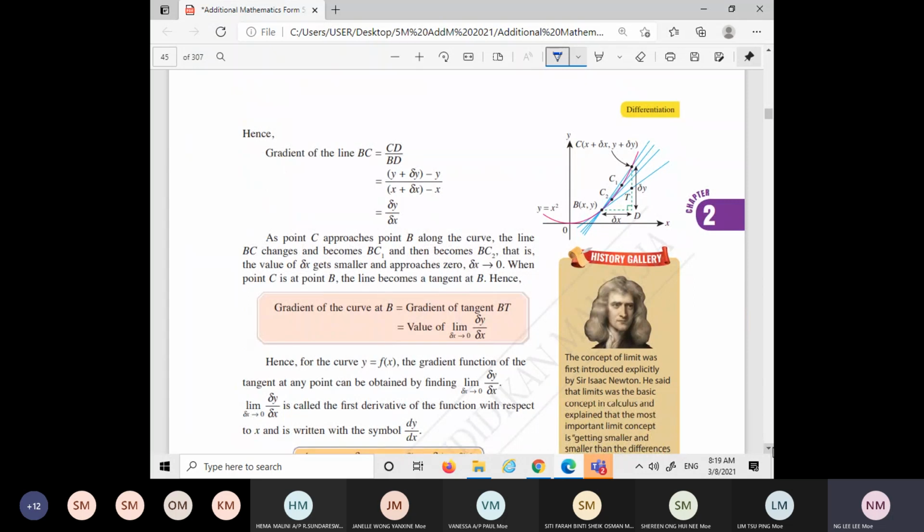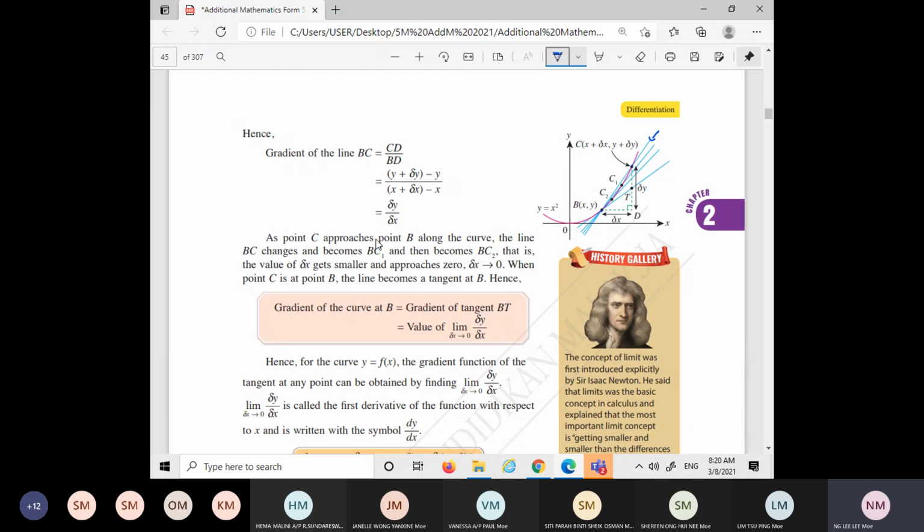Okay, this is the idea. First of all, point B and point C. This line, maybe you can't see very well, I think it's this line, the first line. Then we get the gradient of the line BC, so you get del y over del x. Now you know del y over del x is the gradient, the same as y2 minus y1 over x2 minus x1.